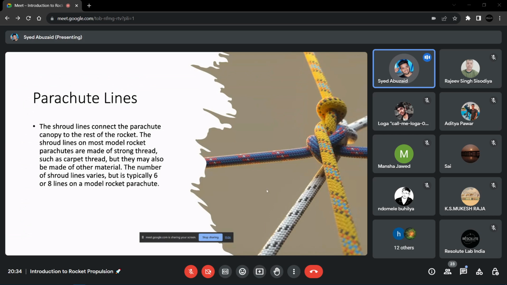So this is the parachute lines. There are a number of nodes you have seen here. These parachute lines, you can say threads, connect to the parachute canopy. The canopy is the top part of the parachute, looking like an umbrella, at whose corners these threads are tied and bound together. Six, eight, or some other number of lines are used for making the parachute, which depends upon the mass of the rocket and the mass of the payload.